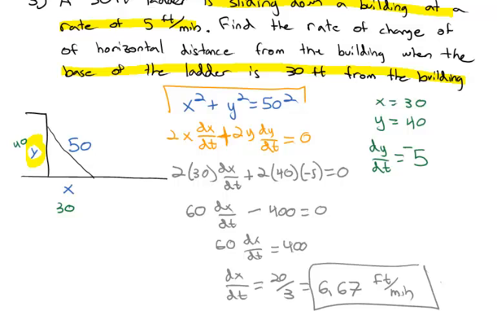So when the ladder is going down the building at 5 feet per minute, the way it's going away from the building is going to be variable, but at the 30-foot moment, we're exactly 6.67 feet per minute away.